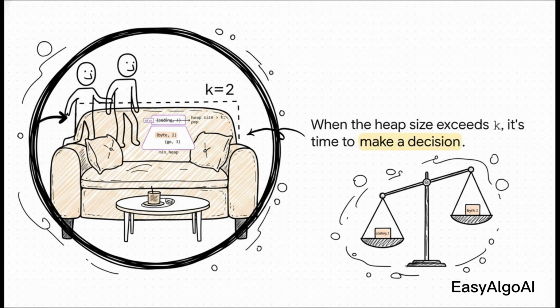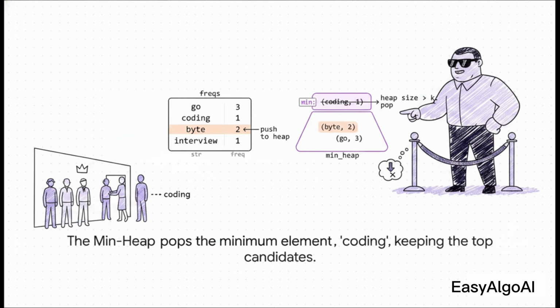Our VIP lounge has a capacity of 2, so K equals 2. Let's say we've already seen a few words, and right now, Go 3 and coding 1 are inside. Now, byte 2 comes along, we let it in for a moment to check its credentials, and whoops, now we have 3 items, and that's one too many. So since we're over capacity, the bouncer has to do their job.